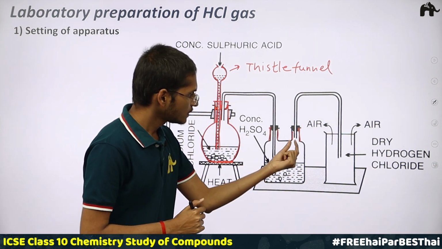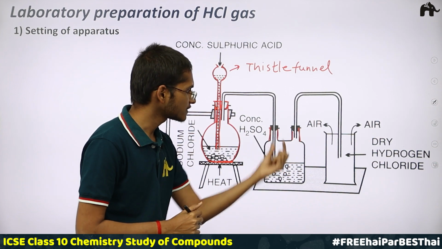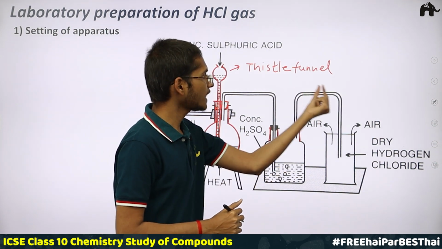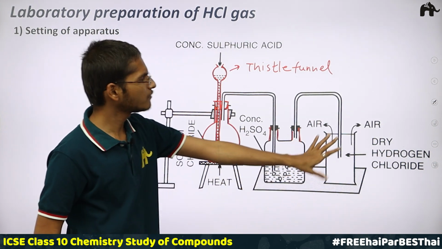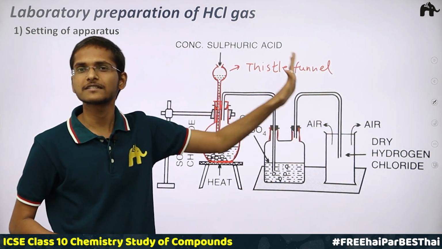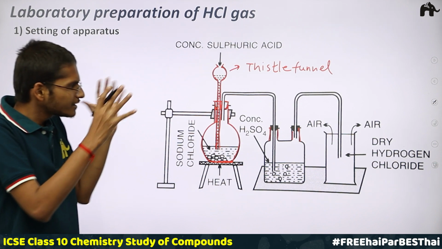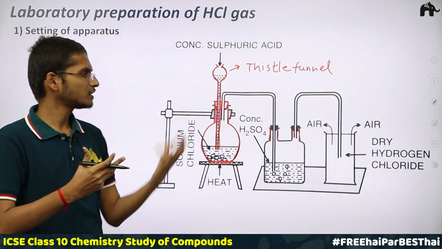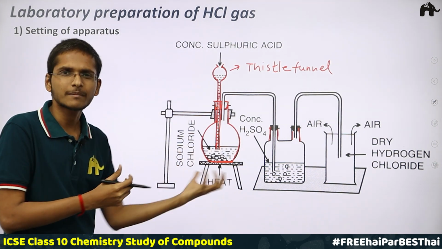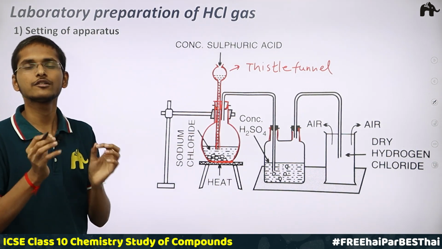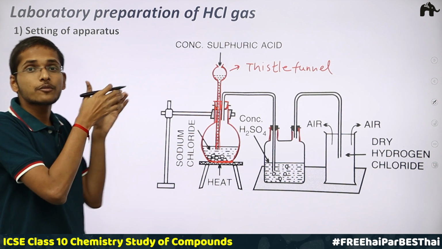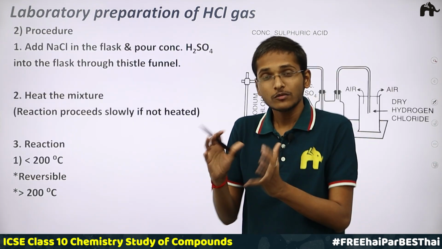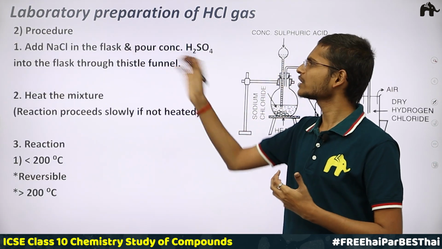And then in the other opening of this flask, we are going to take a tube again, and put it in a glass jar where we want to collect our hydrogen chloride gas. Now you would be saying, sir, all these things we have done, now what's the use of taking all these apparatus? You will get to understand it one by one, once we start actually doing this experiment, once we go through the procedure. Now let's actually try to carry out this experiment. Let's see the procedure.